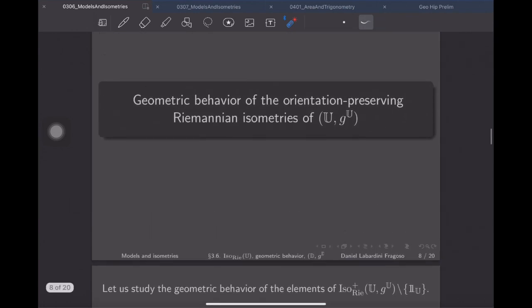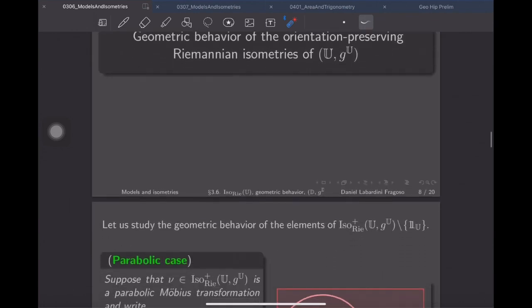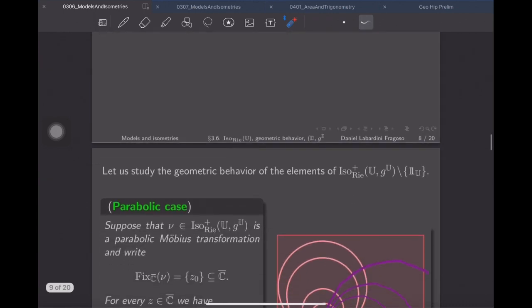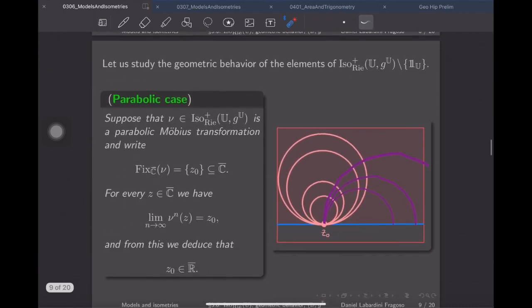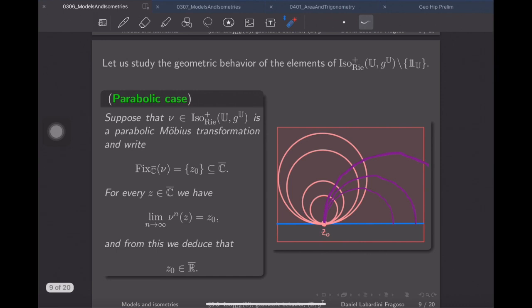Okay, then we moved on to discussing the geometric behavior of the orientation preserving Riemannian isometries. So recall that PSL2R does not contain loxodromic elements, right? Simply because a loxodromic Mobius transformation never preserves a disk bijectively, and this group is precisely the group of Mobius transformations that preserve the disk U bijectively. U is a disk in C bar, right? So it cannot contain loxodromic elements.